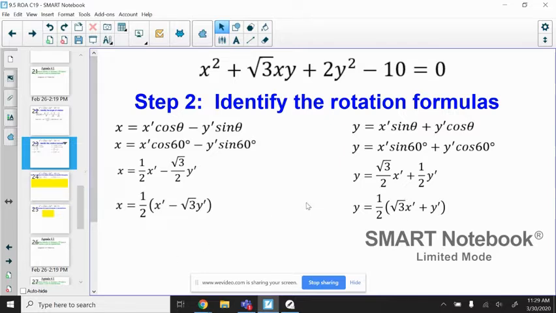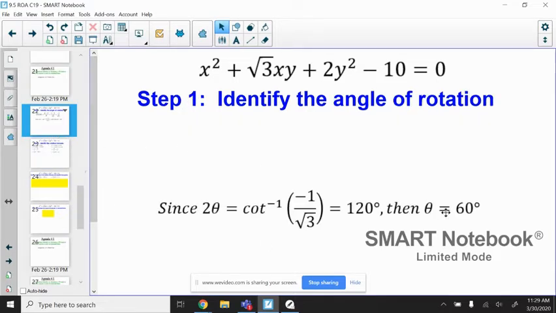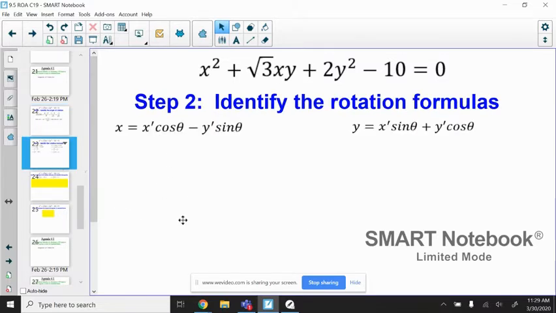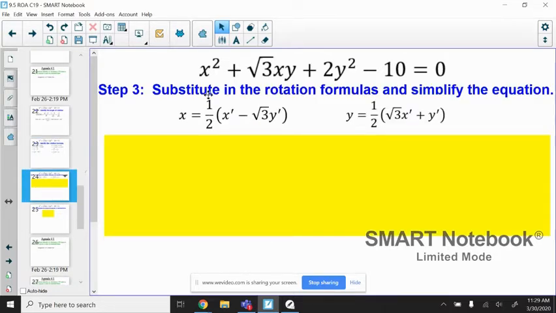Now we are going to move forward with today's lesson. It's going to be a relatively quick one because it's just all about algebra. You have identified the angle of rotation. It enabled you to then develop the actual rotation formulas. Now is the time to take those rotation formulas and substitute them back into the original equation and make sure that you simplify this equation to the best of your ability.